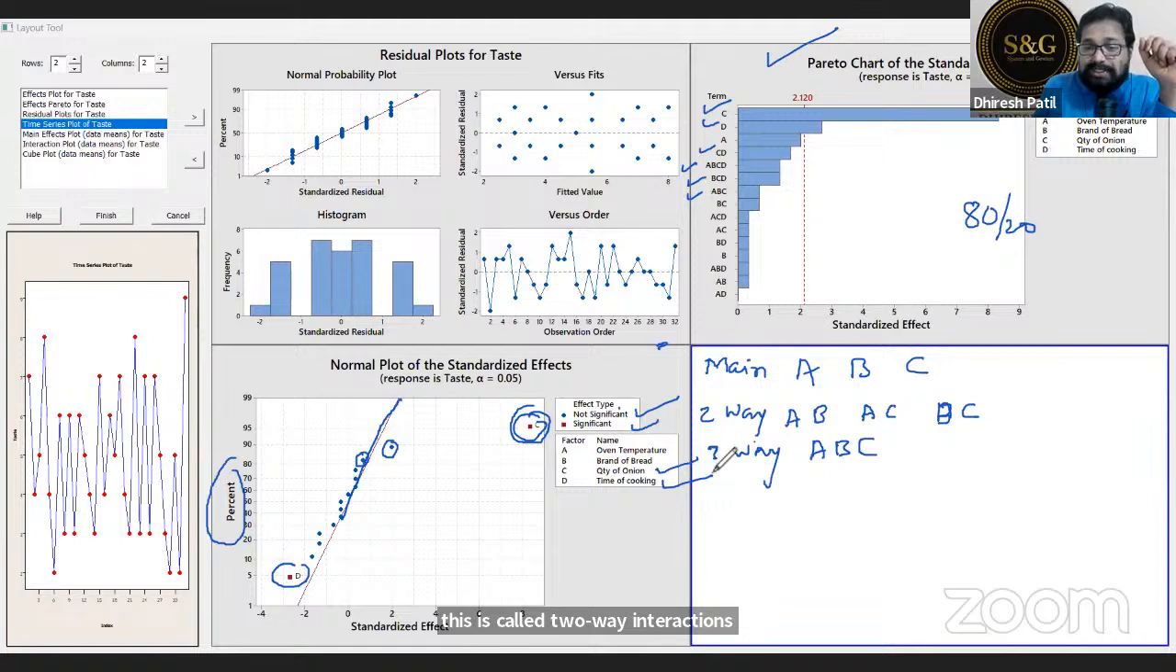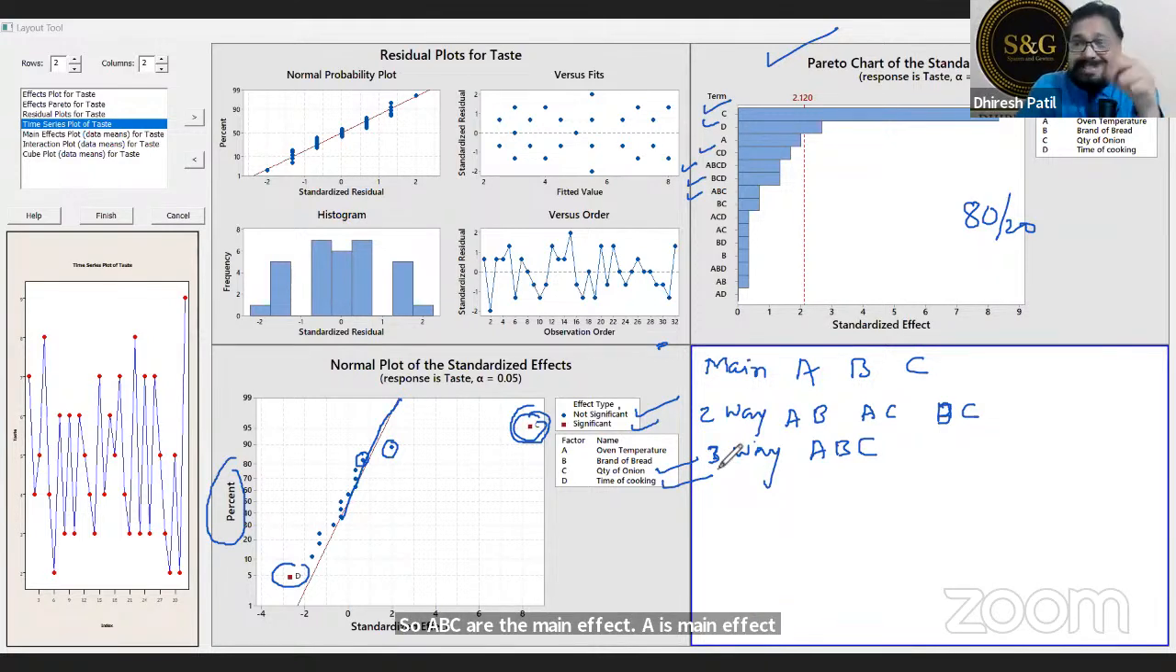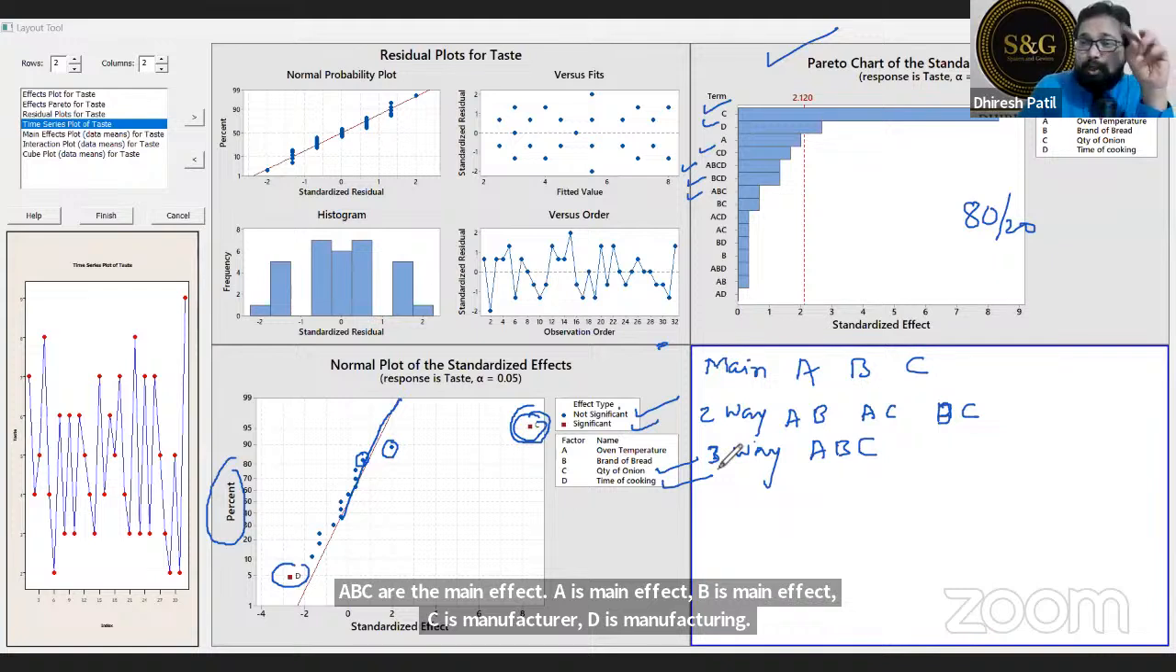Have you understood this? Just type yes in the chat box. So A, B, C are the main effects. A is a main effect, B is a main effect, C is a main effect, D is a main effect. There is AB, AC, AD, and so on. All these are two-way interactions.